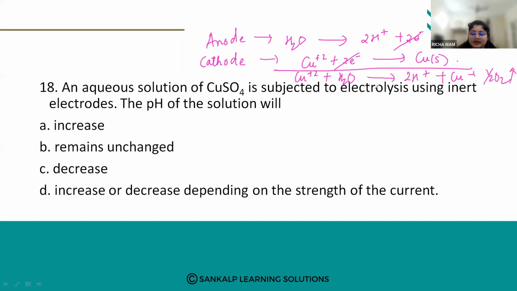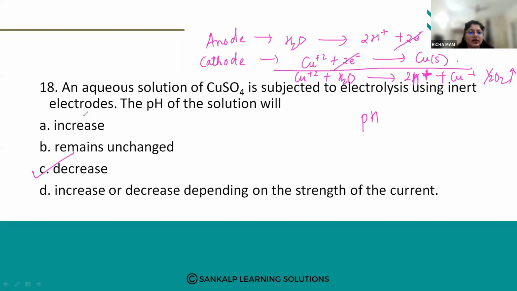As the H+ ions increase, what will happen to the pH? The pH will decrease. So option number C is the answer. Yes, Sri Varuni and Lubna have answered it right. So it is option number C.